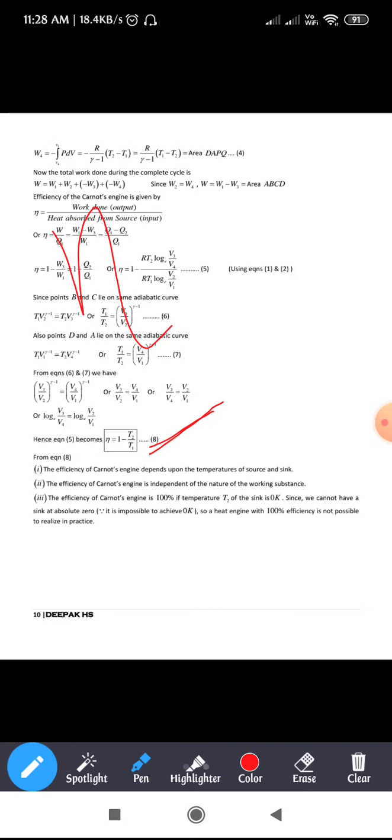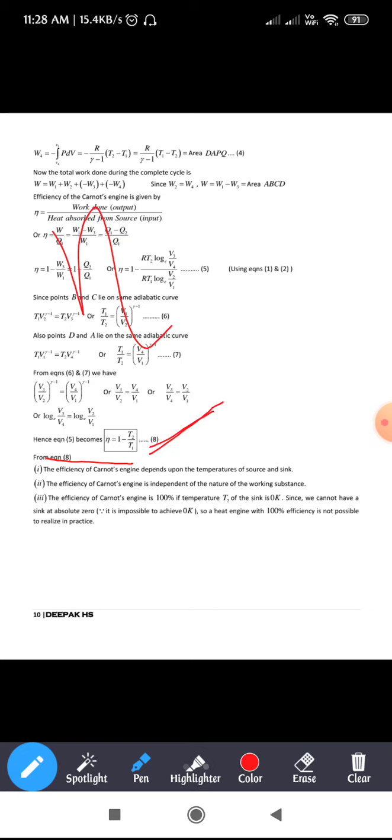Next, the efficiency of a Carnot engine is 100% if the temperature T2 of the sink is 0 Kelvin. From equation 8 you can conclude that only if the temperature of the sink is 0 Kelvin will the efficiency be equal to 1 or 100%. So the efficiency of the Carnot cycle will be equal to 1 or 100% only if the temperature of the sink is equal to 0 Kelvin.